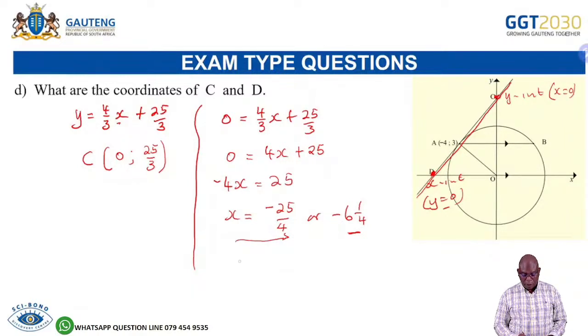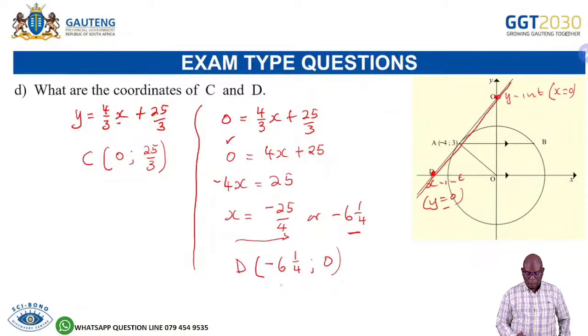So how do I write down my coordinates of D now? My coordinates of D will be, first the negative 25 over 4, and the 0 for the y. So the y value is 0, the x value is minus 6 and 1 over 4.